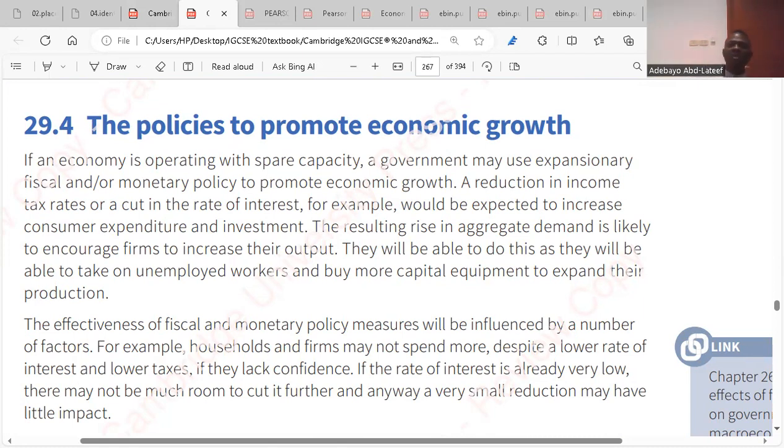So if the economy is still operating on its spare capacity, it means that there are still unemployed resources. It could be in terms of workers, it could be in terms of natural resources. So what could government do? Government could reduce the tax rate. Government could reduce the interest rate, because using these two things would increase spending within the economy. And as spending increases in the economy, a lot of firms will be motivated to produce more. And because of doing that, they might need to employ more workers.